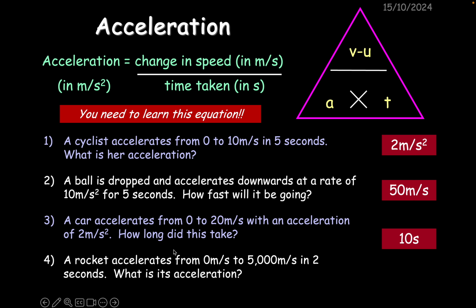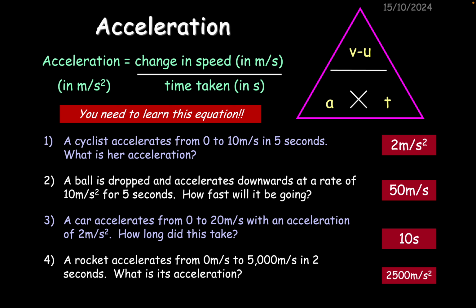And here they have a rocket accelerating from 0, when it's taking off, to 5,000 meters per second in 2 seconds. Well, that's quite fast. I'm not sure they can go that fast. So you divide 5,000 minus 0, v minus u, by 2 seconds, and you get the acceleration, which will be 2,500 meters per second squared. So that's a quick coverage of what acceleration means.